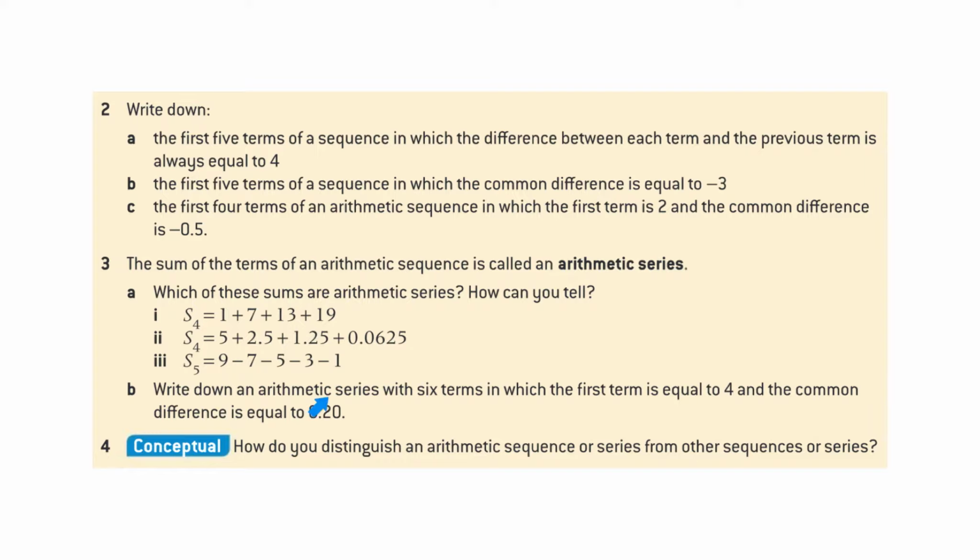B, write down an arithmetic series with 6 terms in which the first term is equal to 4 and the common difference is equal to 0.20. Okay. So the first term is 4. The second term is going to be 4.2. All right. And we've got 6 terms. So you've got to do 6 terms, and you've got to put plus, plus, plus, plus, plus, and on the left you'll put S with a 6 underneath. They've asked you for 6, so you're going to use S with a sub 6 there.